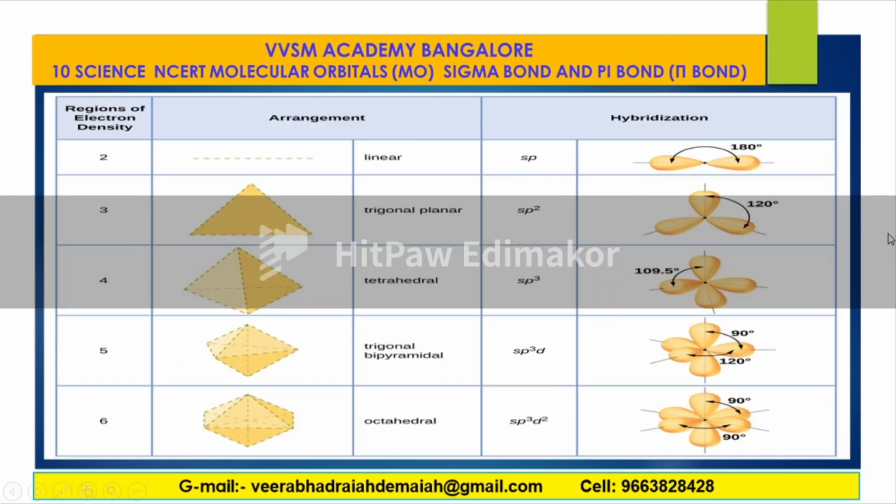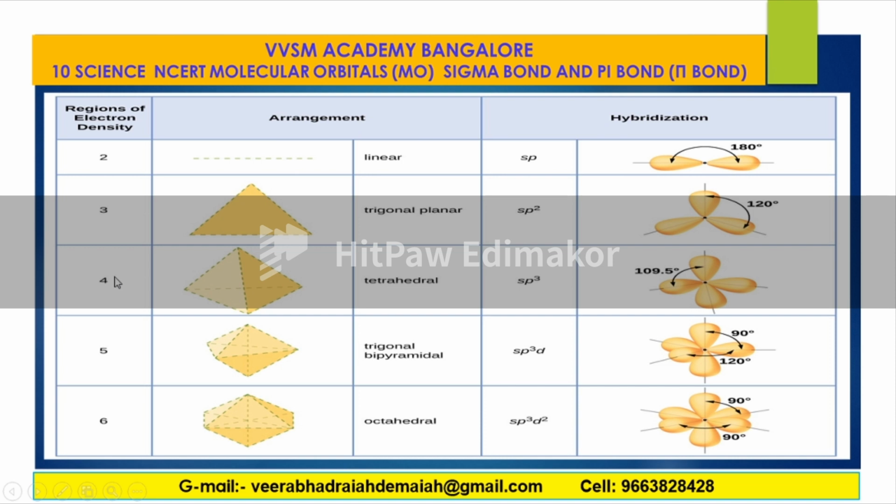Well, this is sp hybridization, which is linear. Regions of electron density is 2 here. The arrangement is linear. This is sp hybridization. The bond angle is 180 degrees. Coming to the regions of electron density is 3. Arrangement is trigonal planar, and this is sp2. Bond angle is 120 degrees.